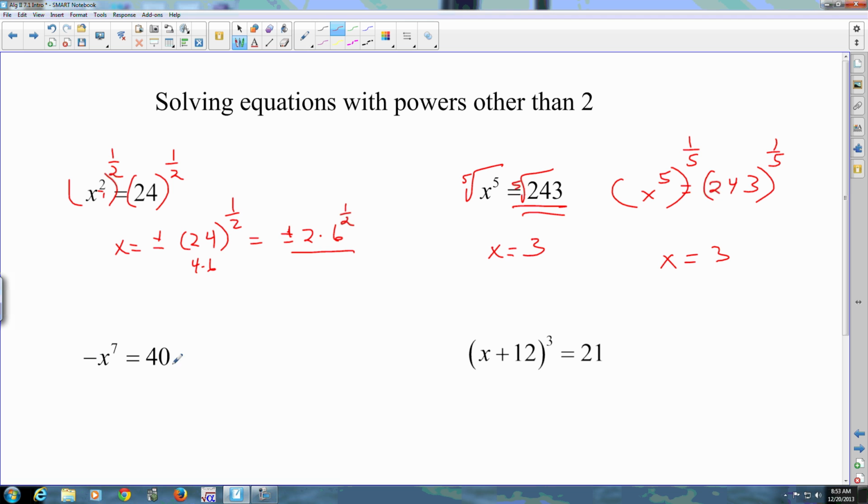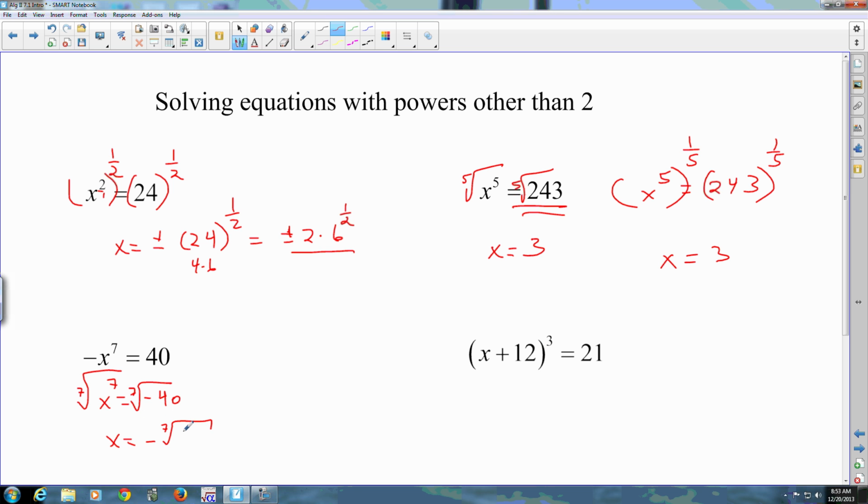This one, you need to get rid of the negative first. X to the 7th equals negative 40. I'm sorry about that stupid 4. Alright. And then you would take the 7th root of both sides. 7th root, you need to indicate it's a 7th root. X is equal to, you put in odd root, so you know no plus or minus. The negative's going to pop out.